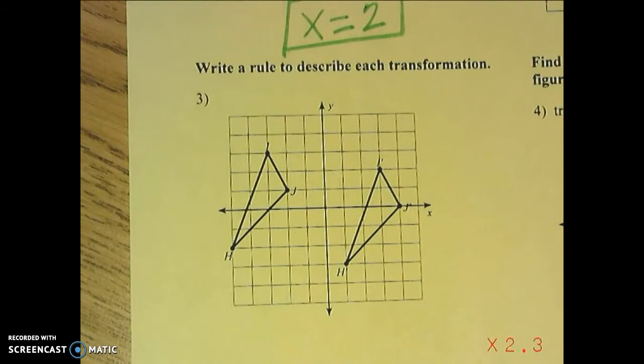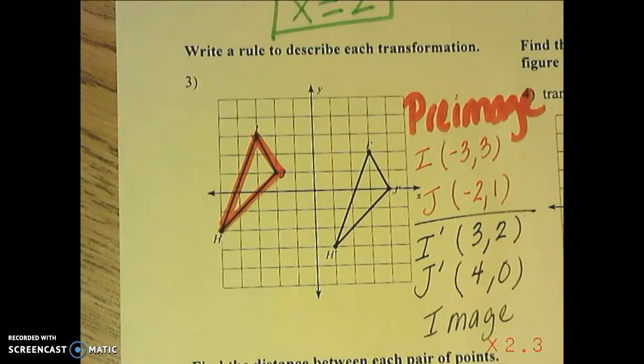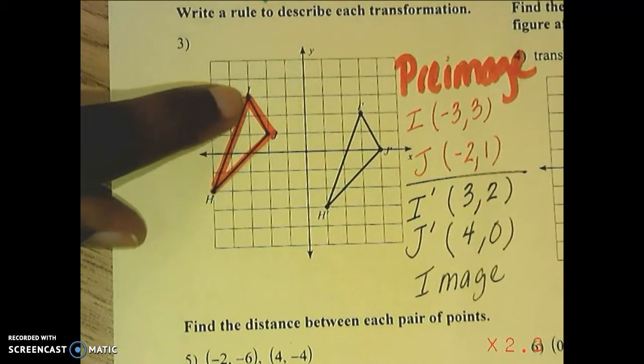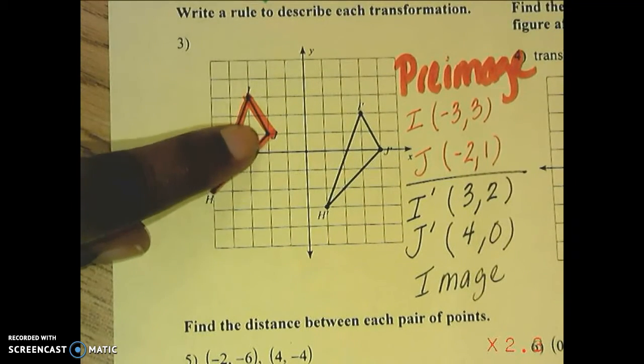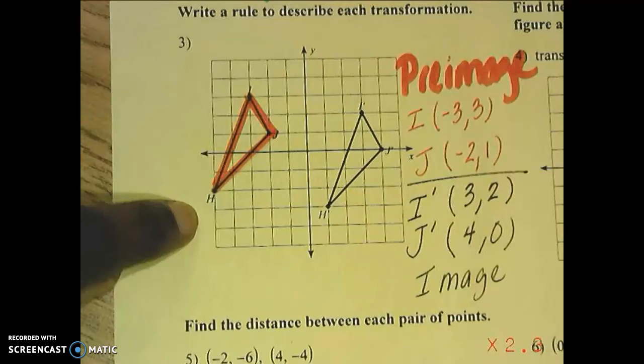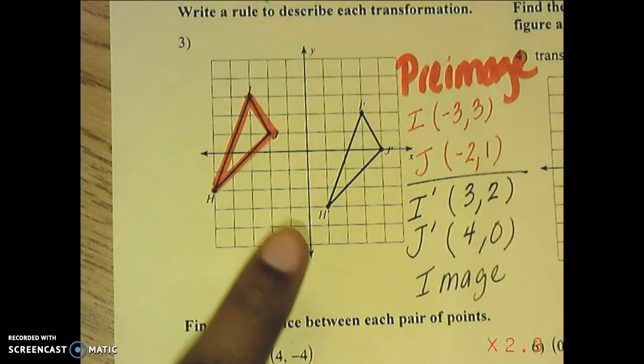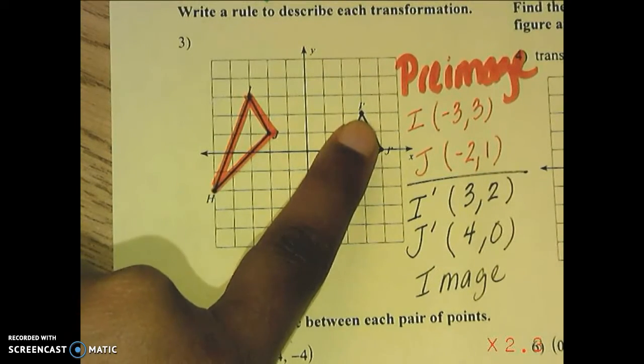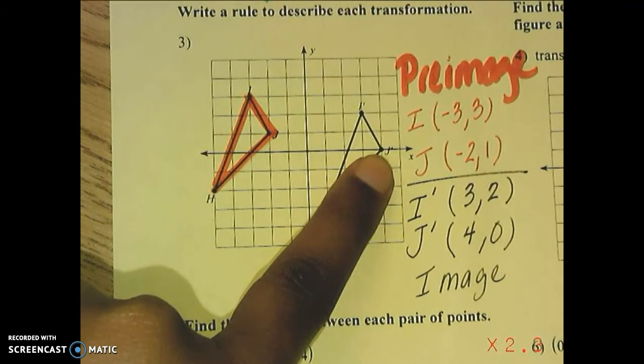Number 3 says the same thing. Write a rule to describe each transformation. So I'm going to pause for a second to write down the pre-image. So what happens on number 3, I've written down the pre-image points. I is at -3, 3 and J is at -2, 1. I could have used H if I wanted to, but I just didn't. And then the final image over here, I is at 3, 2 and J is at 4, 0.